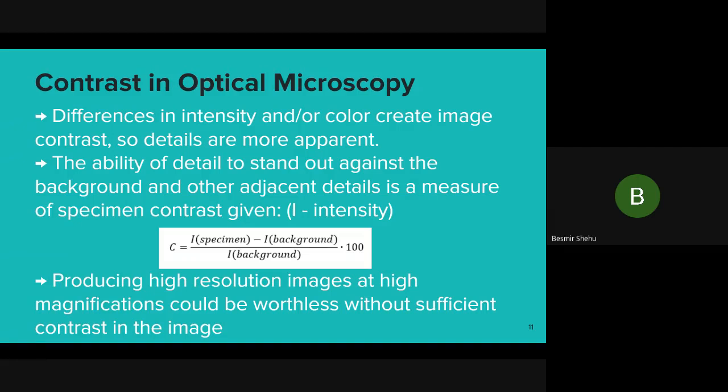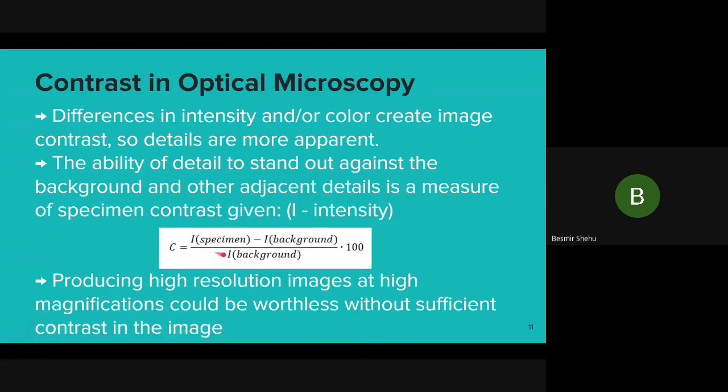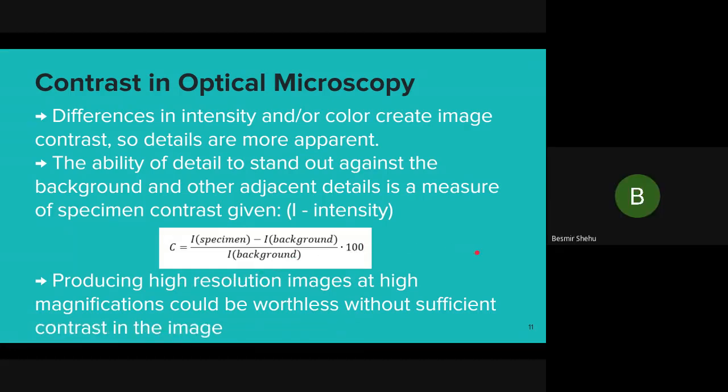The ability of detail to stand out against the background and other adjacent details is a measure of specimen contrast, given by the formula: contrast is equal to the intensity of the specimen minus the intensity of the background, over the intensity of the background, times 100. Producing high resolution images at high magnifications could be worthless without sufficient contrast in the image.